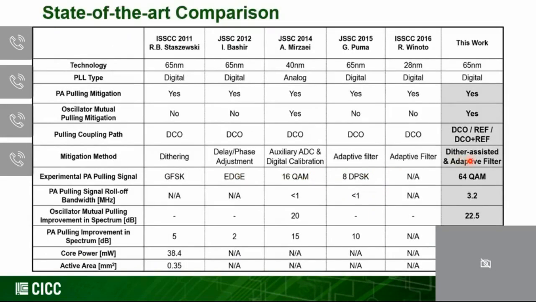Okay, so this is again showing the comparison chart with the state-of-the-art PLL work, and you can see that this is the first time that we can deal with the pulling signal coming from the DCO path or the reference path, or the combination of DCO and the reference path. So this one just gives you a much more robust solution to deal with the pulling.